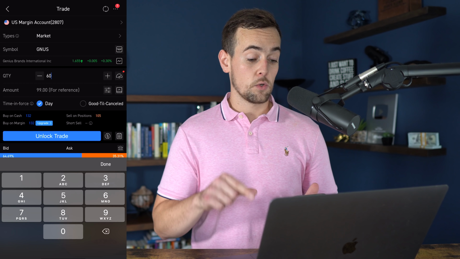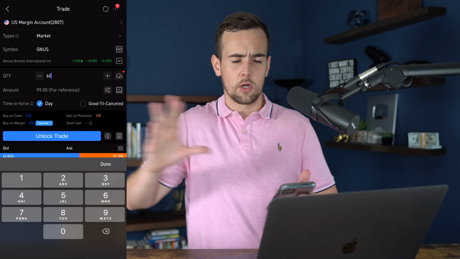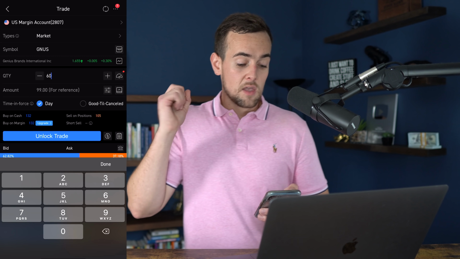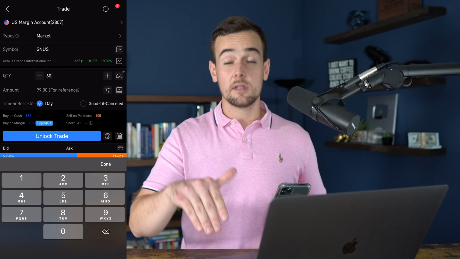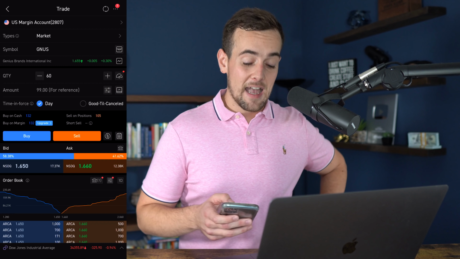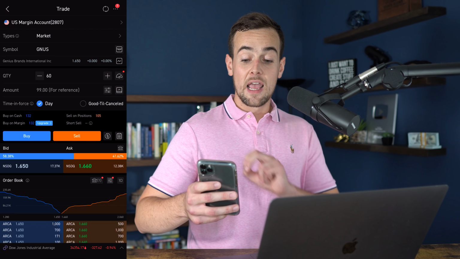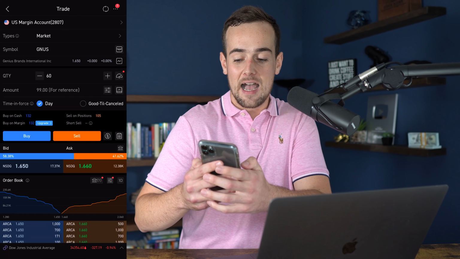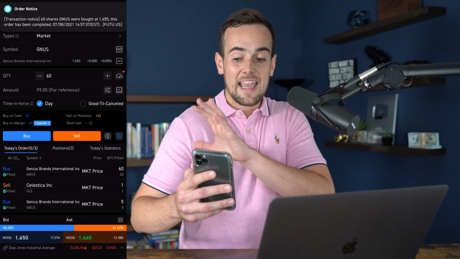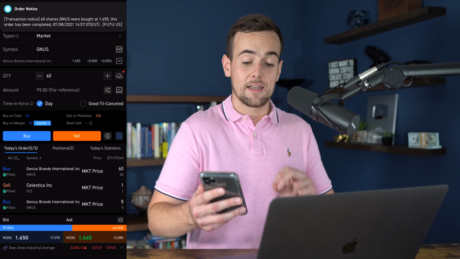So if you wanted to also do a good till canceled order, you could do that, but with a market order, that's totally irrelevant because a market order is going to fill instantaneously. So now I'm going to go ahead and put my password in to unlock trading to make this purchase. So we're all unlocked here, guys. Now I'm going to invest this $99 into Genius Brands, and literally all I do is click on the buy button. And just like that, the order was submitted and the order was filled. So I just purchased 60 shares of GNUS.